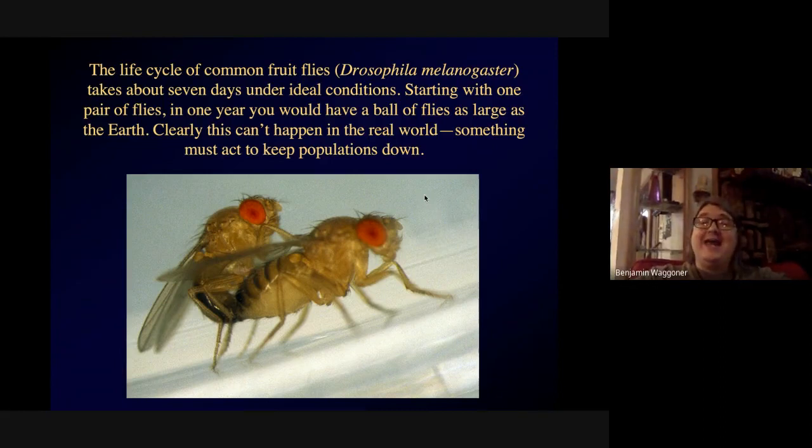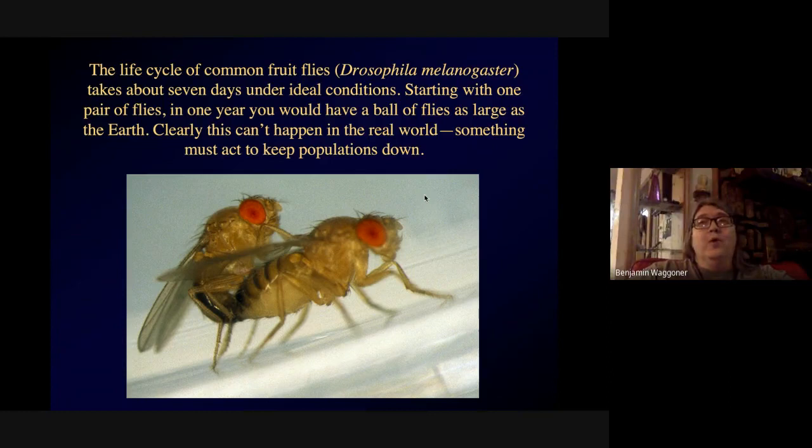Now, this can't happen in the real world. Something, and actually probably a lot of things, act to keep populations down. You can have a lot of fruit flies, especially in your kitchen if you forgot to throw away that 1 rotten banana, but you never have a ball of fruit flies the size of the Earth. And you can probably think of things that keep that population down.